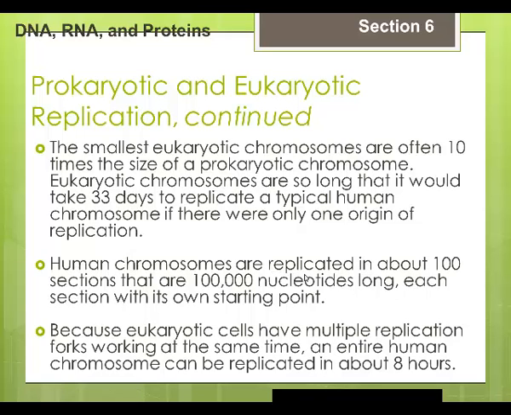And outside of that as well, if you were to get injured and need to make copies of cells for repair, that process would happen much slower than what it does in our bodies. Human chromosomes are replicated at about 100 sections that are 100,000 nucleotides long, each section with its own starting point. And because eukaryotic cells have multiple replication forks working at the same time, an entire human chromosome can be replicated in about 8 hours. So from 8 hours to 33 days, that's a pretty drastic difference in the amount of time that replication can occur.